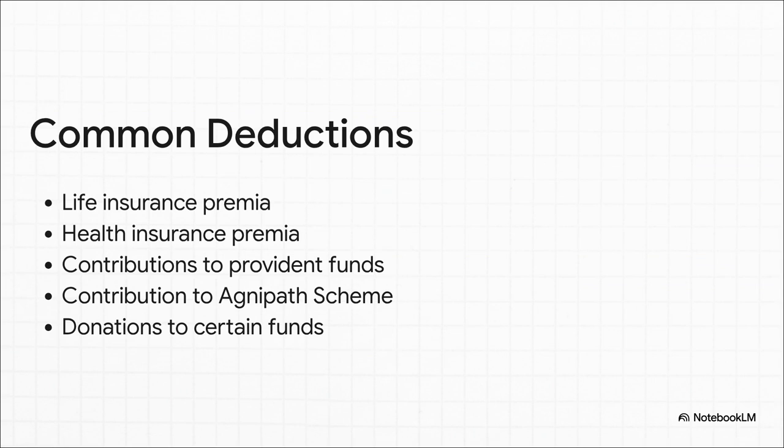So what are these deductions anyway? Well, Chapter 8 of the code is full of examples. You can think of them as expenses or investments that the government wants to encourage. By letting you deduct stuff like insurance premiums, retirement contributions, or even donations, the law is basically rewarding you for doing things it sees as beneficial. And the best part? It lowers your final taxable income.